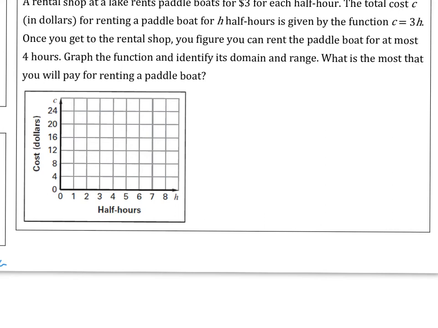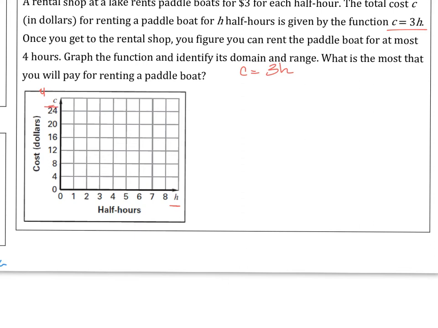Okay, then the next one, a rental shop at a lake rents paddle boats for $3 for each half hour. The total cost C in dollars for renting a paddle boat for each half hour is given by the function C equals 3h. So I'm going to write that down. So I know h would be my x-axis and C will be my y-axis.